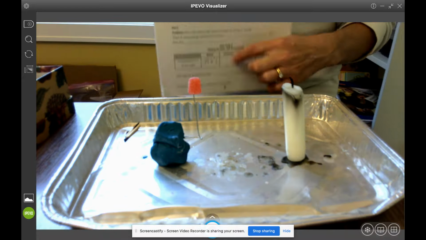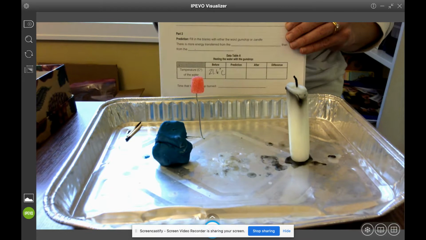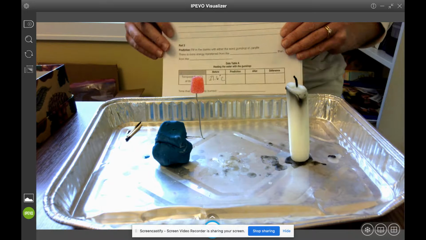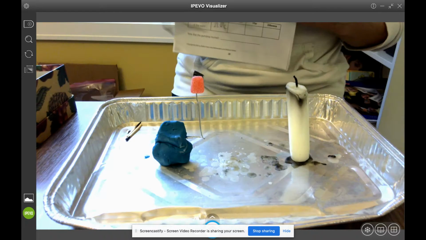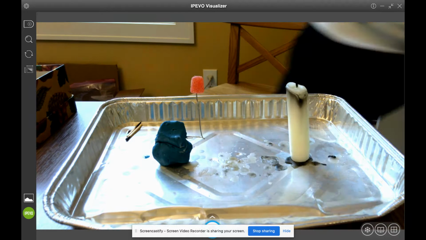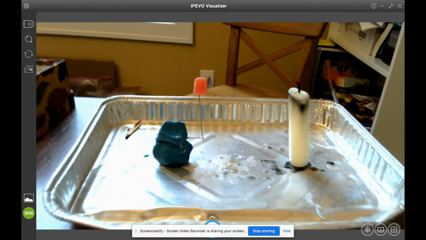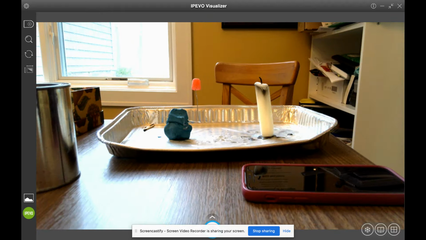And then what do you predict is going to happen? What temperature do you think the water will get to by burning this gumdrop? Any idea? What we're going to do is light the gumdrop on fire. Notice that the gumdrop and the candle are about at the same height. I'm going to move out of the way a little bit so we can get a more straight-on view, and you can see that they are set at the same height.